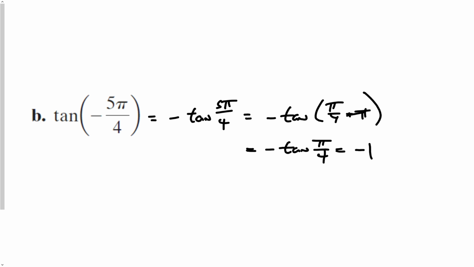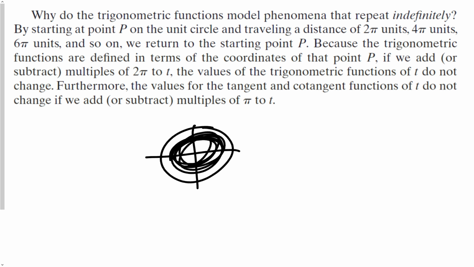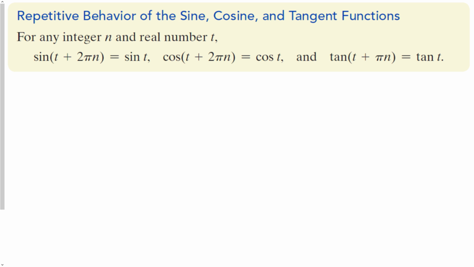Okay, so trig functions model this phenomenon that repeats indefinitely, right? You can spin around a unit circle as many times as you want. Okay, so 2 pi, 4 pi, 6 pi. We're always going to go around and around. So you always want to get a number in between 0 and 2 pi for sines and cosines and secants and cosecants to evaluate them. You always want a number somewhere in between 0 and pi for a tangent and cotangent. Okay, that's pretty much all that says there.